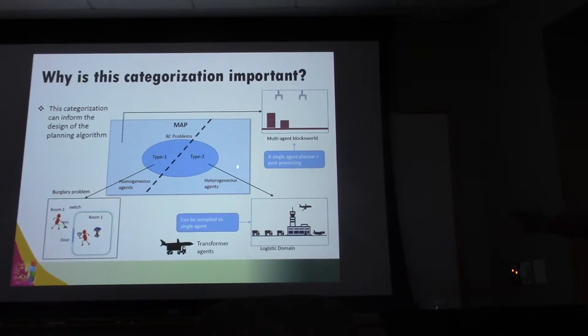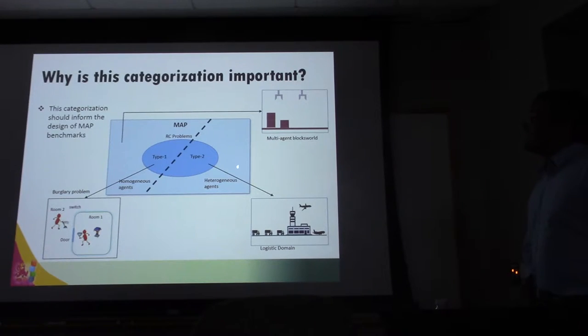Similarly, for the second problem, if I add this imaginary agent called a flying truck, now I can solve the entire problem using a single agent. And I can use a similar post-processing step to later divide it among the constituent agents. But if you look at the burglary problem, unfortunately, here we have to consider every agent to find a solution to this problem. So clearly, the category a problem falls into informs the design of the planning method.